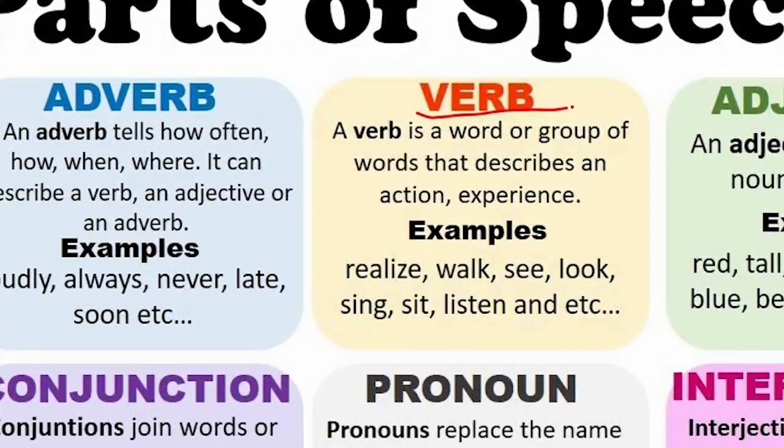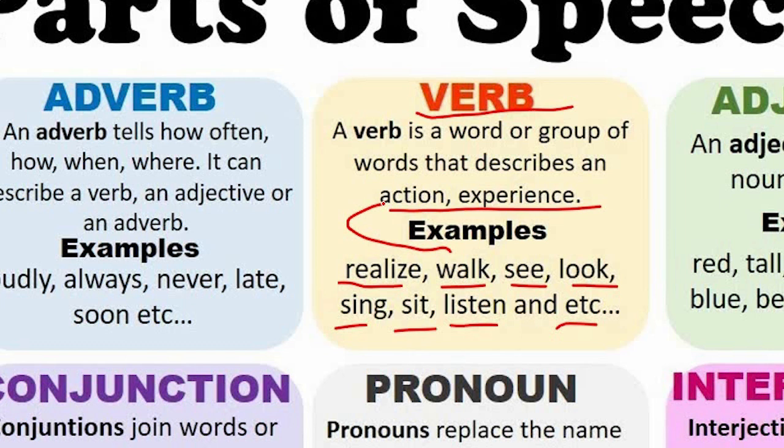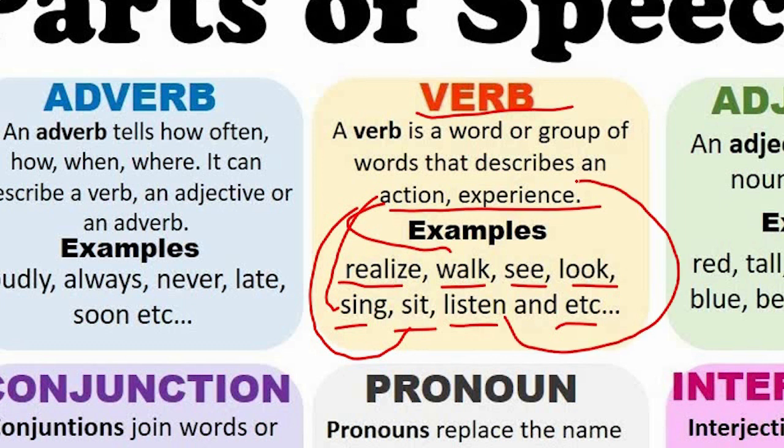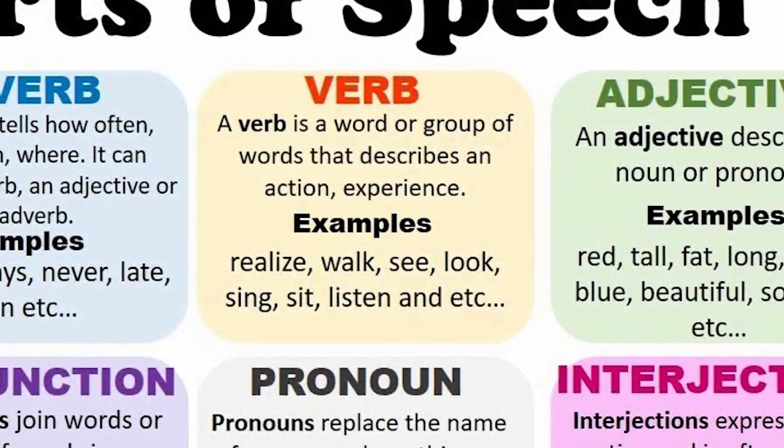Now look at the verb here. A verb is a word or group of words that describes an action or experience. Examples are realize, walk, see, look, sing, sit, listen, etc. Here, actions are physical movement in which we actually physically move, like walk, sit, sing. And experience is like, we don't have any physical movement, action here. Like listen, realize.